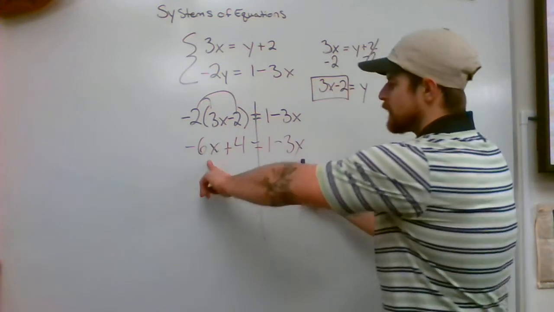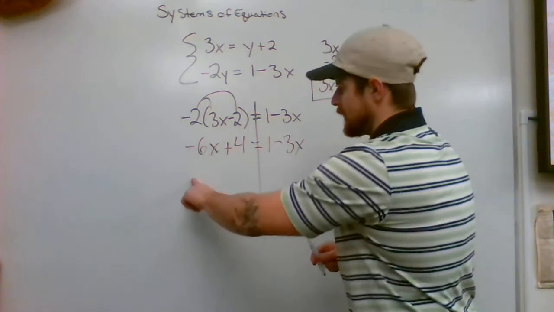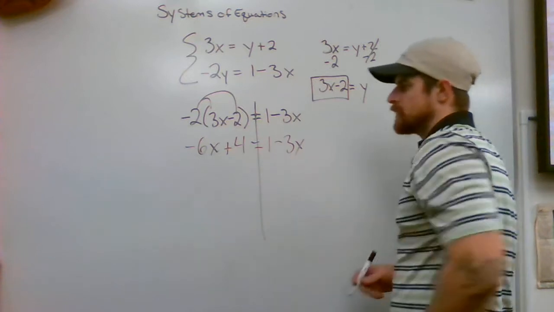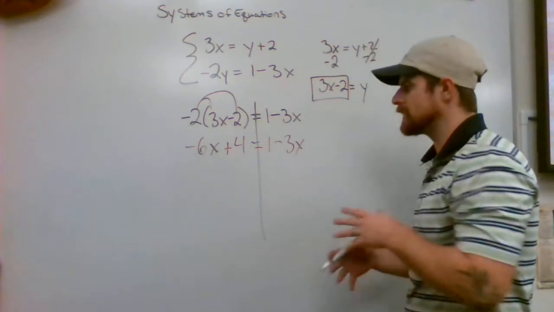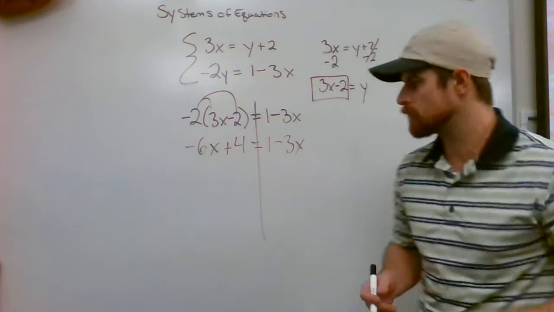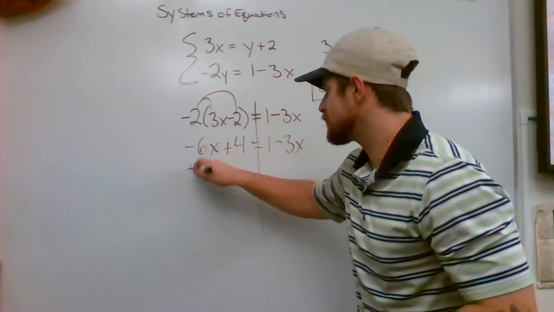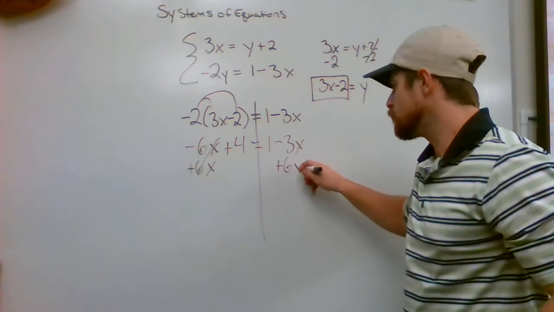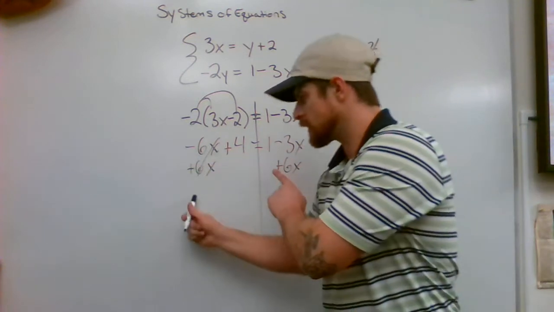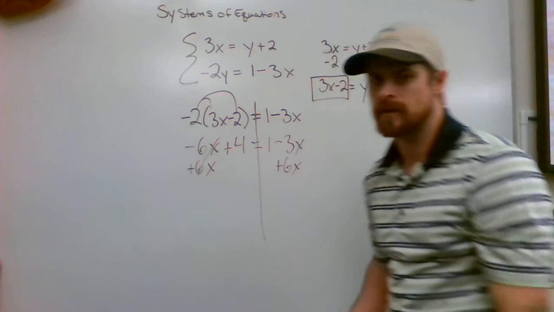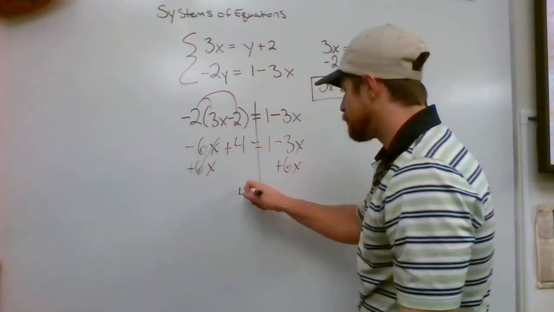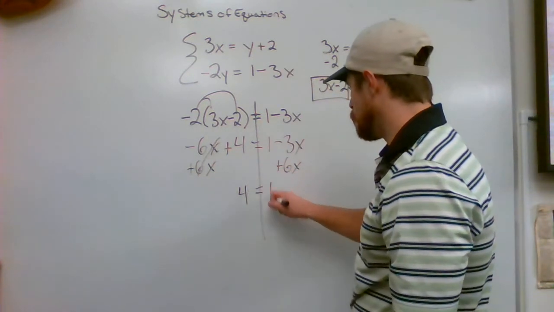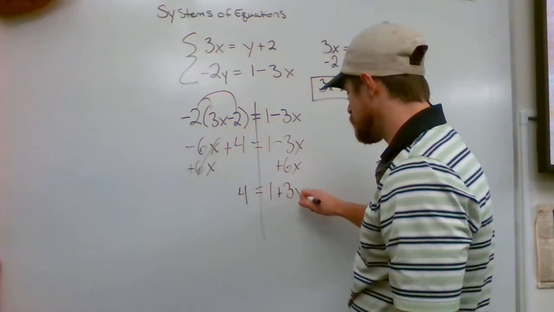I need to now get my variables to the same side. I could add 6x here, or I can add 3x here. The smarter choice, again, making life easy on you because math is already challenging and hard: add 6x because now you're going to be dealing with positive values. If you would have added 3x, you're still going to get a negative result down here. Okay, so I now have 4 equals 1 plus 3x.